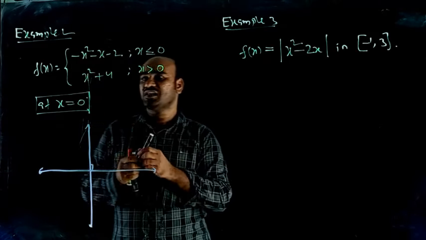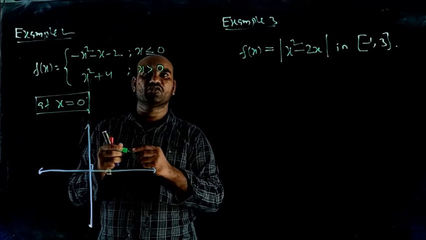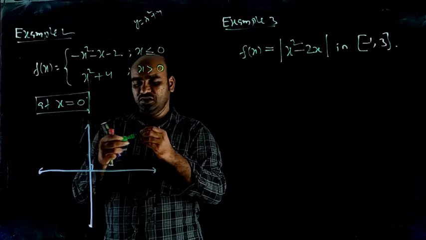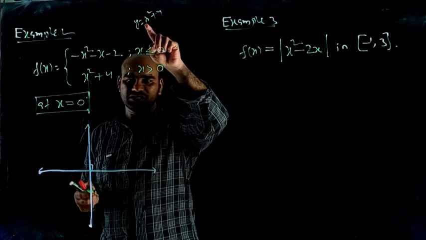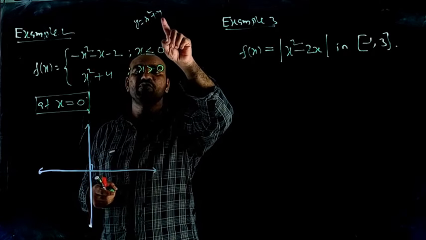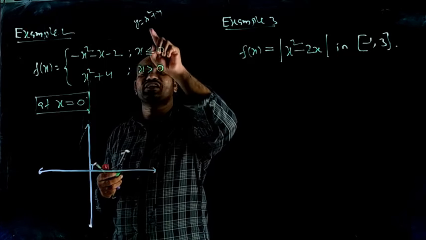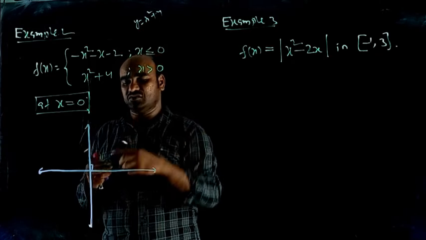First of all, I want to draw the graph of y equal to x square plus 4. It opens upwards, since x square is positive. So the minimum value is 4, and there is no maximum. If x equal to 0, y equal to 4.